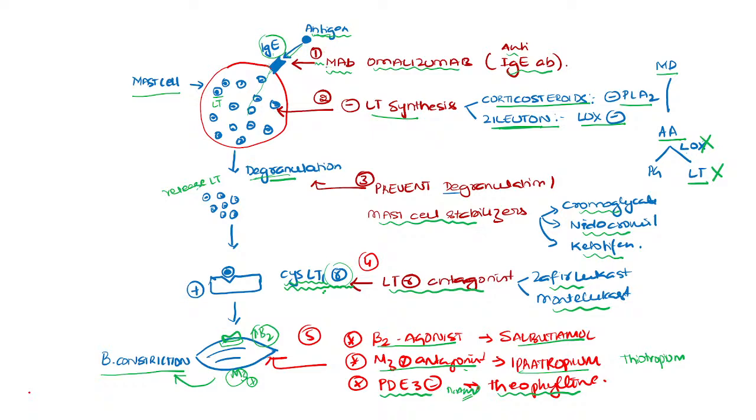If in your exams they ask about the drugs which are used in bronchial asthma, please do remember this flow chart. First will be your omalizumab monoclonal antibody, then next you have corticosteroids and zileuton, next you have mast cell stabilizers, and the fourth group will have leukotriene receptor antagonists, and next you will have beta 2 agonists, M3 receptor antagonists and phosphodiesterase inhibitors. So this was about the very important groups of drugs that can be used in case of bronchial asthma.